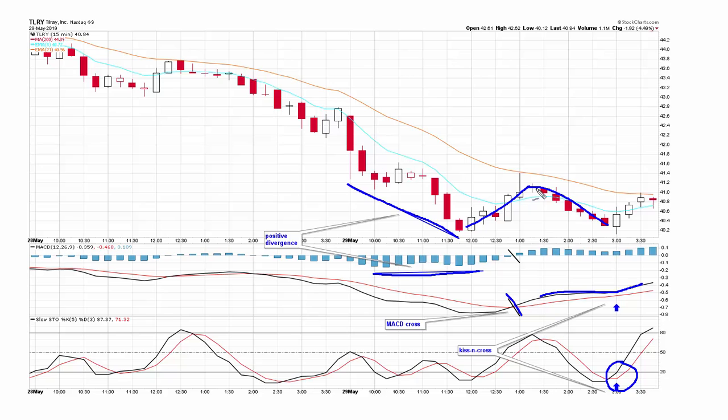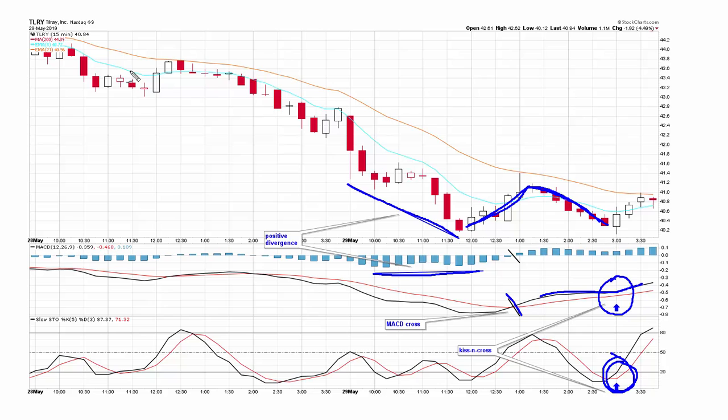And at the same time, you get a cross from the stochastic. So again, you get a move up, which crosses the MACD, then you get a move down, and you get a kiss right here with the MACD, and you get a cross with the stochastic, and that's what I call my kiss and cross trade. And there's your entry.